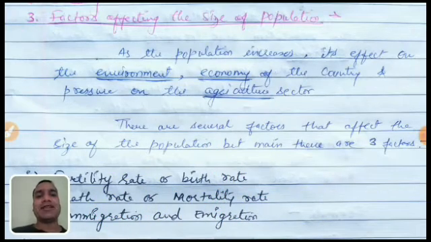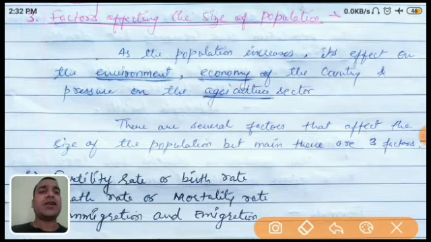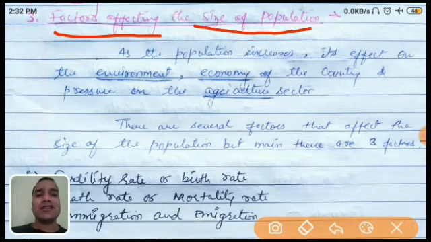Last time I discussed population dynamics. In population dynamics I covered the introduction, and second, the distribution of population in the world as well as a little bit in India. Today I am going to explain the factors affecting the size of population. Please don't confuse this with the next chapter, where I am talking about population density. So both are different. Okay.